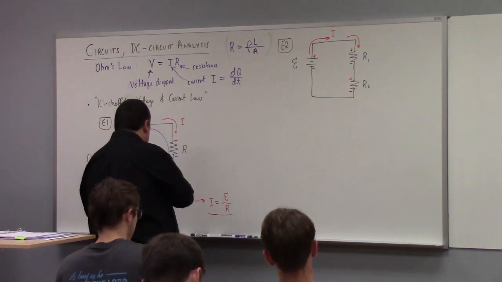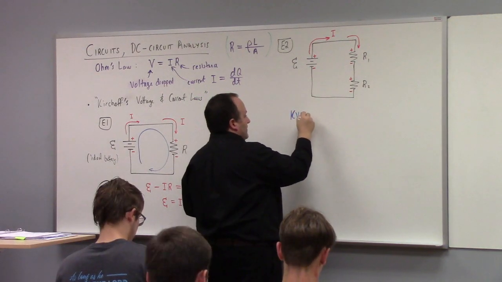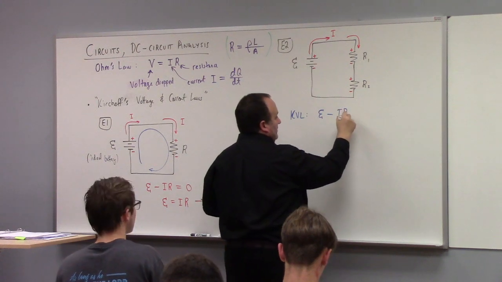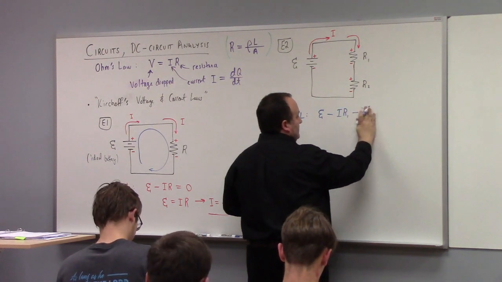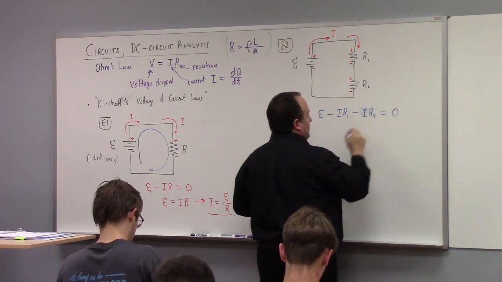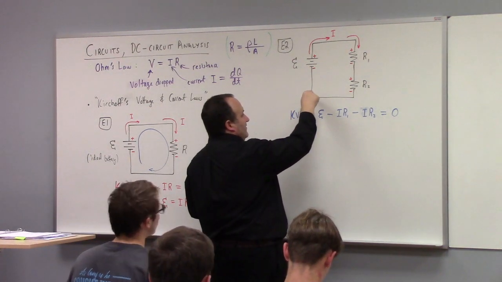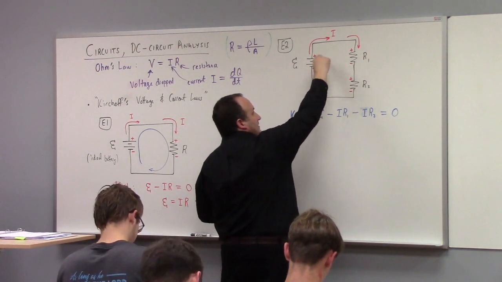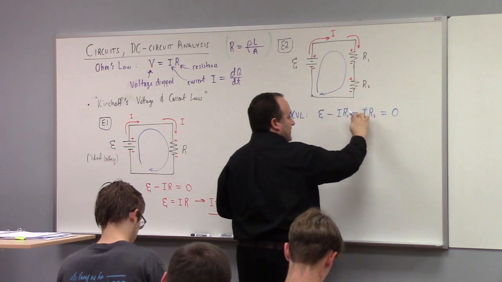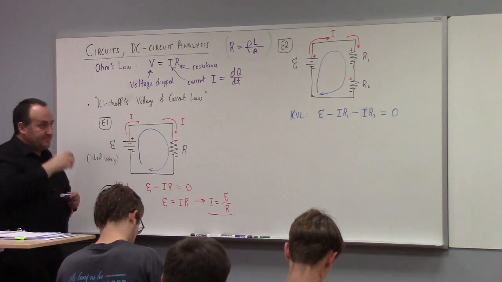Kirchhoff's voltage law now tells me the following. E minus IR1 minus IR2 equals 0. Again, I pick a point, maybe this point right here, right? And then I'm going in a loop back to where I started to write this down. I add the sum of the voltage drops around the loop like that.